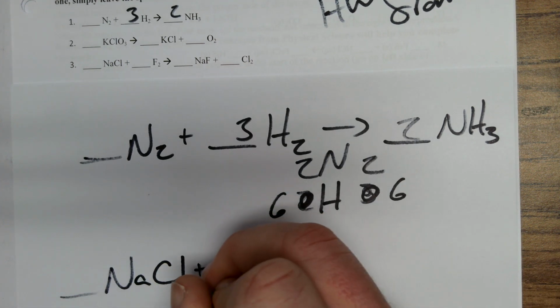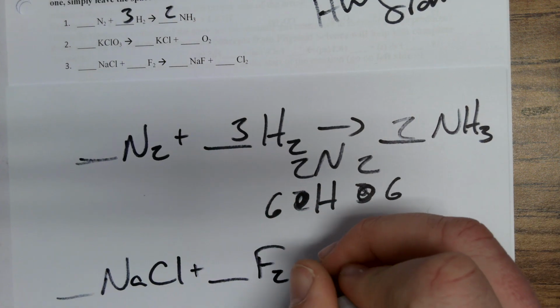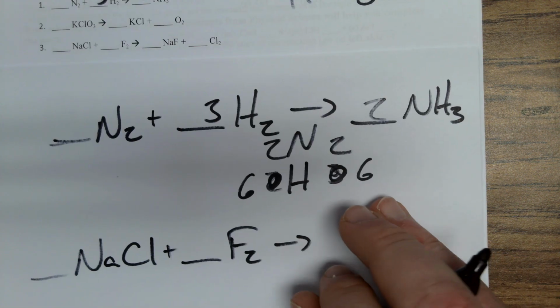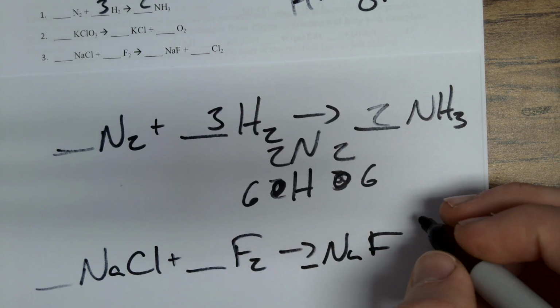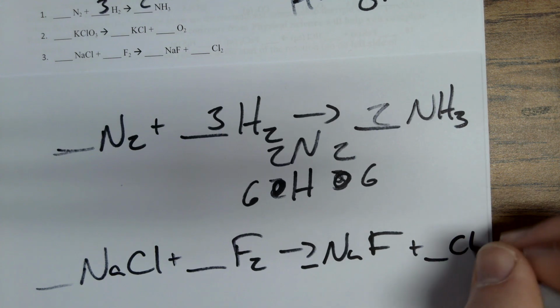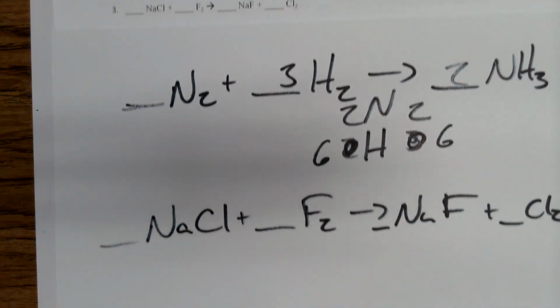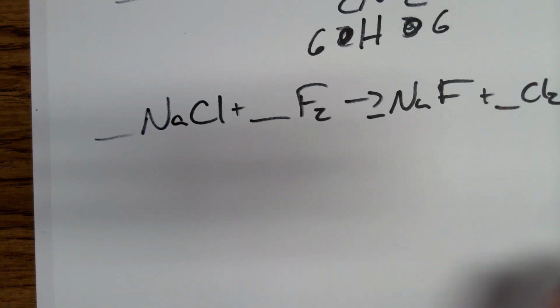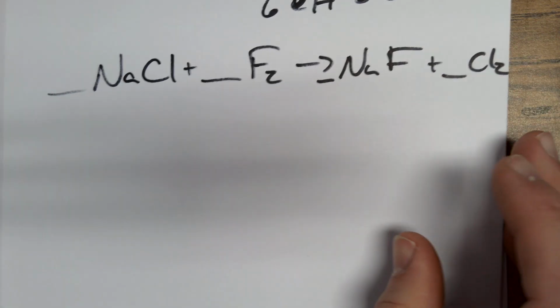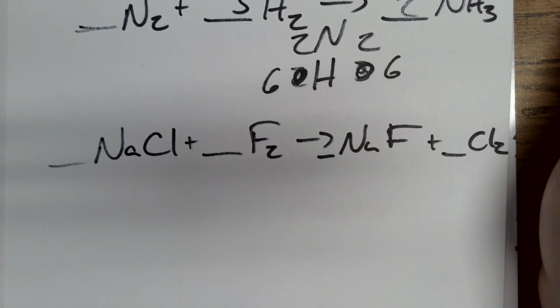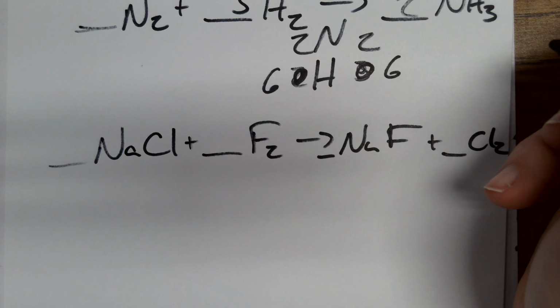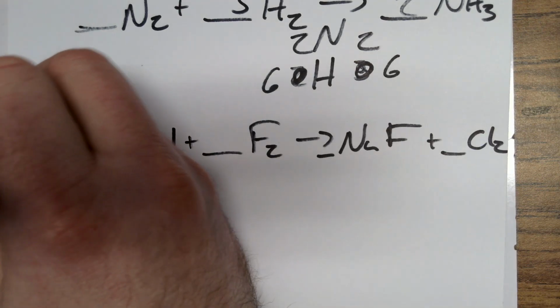NaCl plus fluorine gas yields or forms sodium fluoride. Oh, have to put a space there. And chlorine gas. So I've rewritten number 3. Naming one of the different atoms in the reactants. There's 3 of them. Naming one of the different atoms in the reactants. Potassium? That's all right.